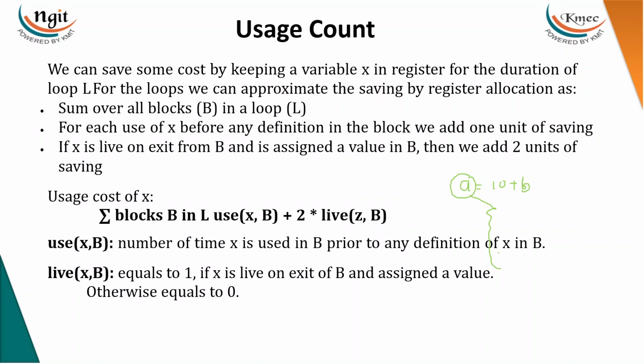So how should I know whether it is used or not? First, you have to find the use of a variable by using this formula. Use of x comma B plus 2 into liveness. So we have to assign the 2 because we are going to enter into a block and exit from the block. There is a reason you have to take these 2 units of saving. Then we can take whether it is live or not in that particular block. Okay. So the number of times x is used in B prior to any definition of x, that means before this block how many times it is used, that is nothing but the usage. And liveness means if it is live in that block, then we can say 1, otherwise 0.